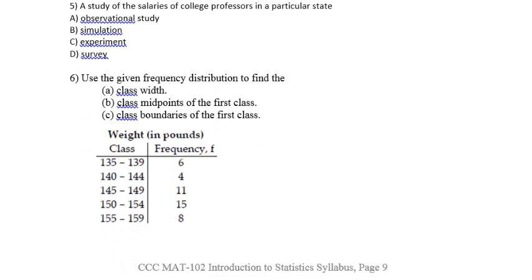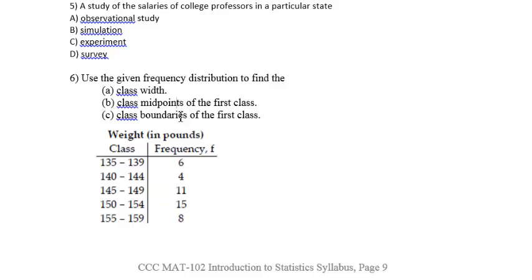Number 6, also a very easy question. Use the frequency distribution, this thing over here, to find the class width, class midpoint of the first class, which is this one, and the class boundaries of the first class. Class width simply means how broad each class is. Well, you can see over here that each class width seems to be 5 pounds. 135 to 139 is 5, 140 to 144 is 5, 145 to 149 is 5, etc. In other words, each class has a width of 5 pounds from one end of the class to the other end of the class. So that would be 5.